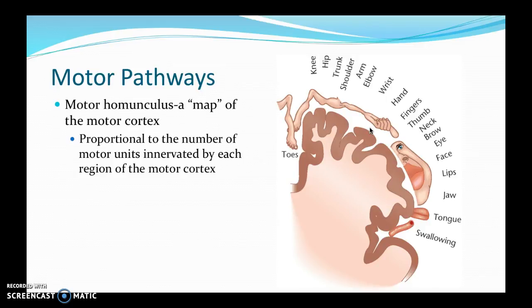There is a motor homunculus on the motor cortex. This time, the body parts are proportional to the number of motor units innervated by that region of the motor cortex. So, in this image, there are a large number of motor units for the face, specifically the tongue and the lips.